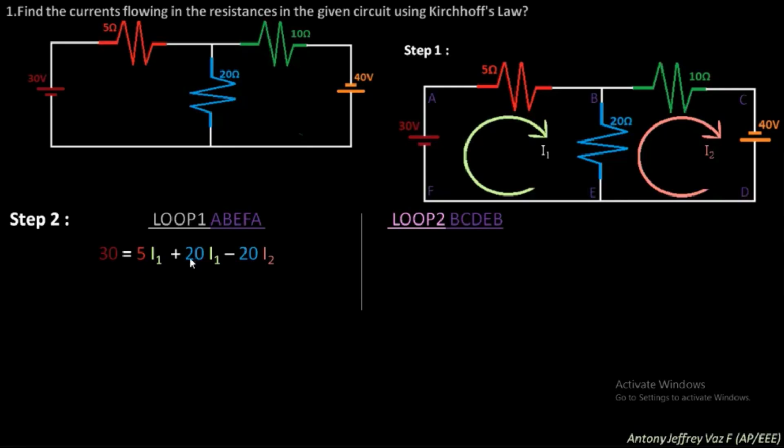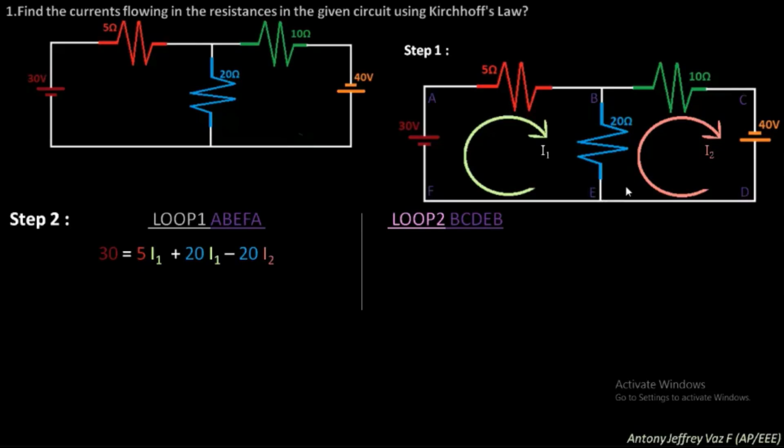The second potential drop is here. The current I1 starts from here and flows through the first resistor, which is 5 ohm, so we put 5 into I1. Second, this current I1 goes into the resistor which is 20 ohm, so we get plus 20 I1. Next, this I1 current will return back to the battery.